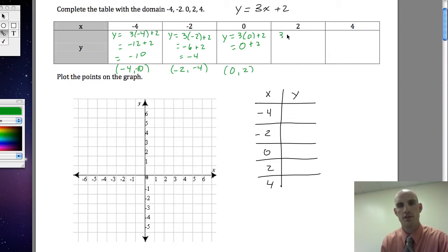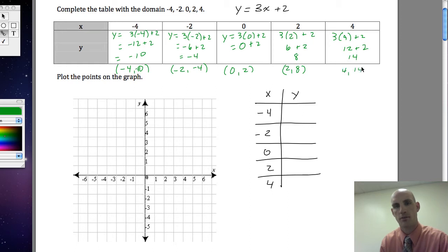If I put in 2, it's 3 times 2 plus 2. This is not new to us, guys. This is stuff that we've done before already. So 6 plus 2 is going to be 8. So 2, comma 8. And 3 times 4 plus 2 is 12 plus 2, 14. 4, comma 14.